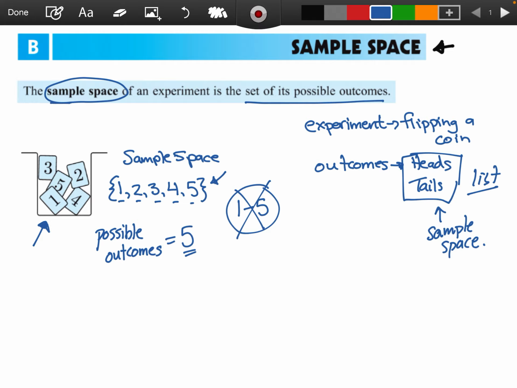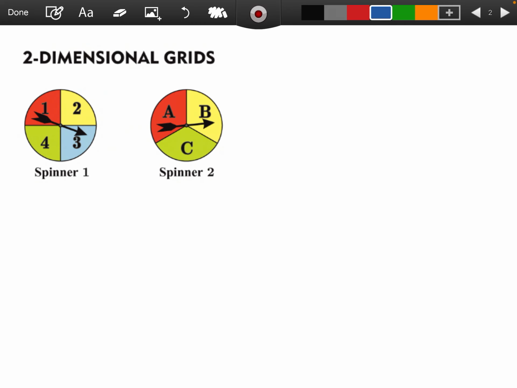So for simple, straightforward experiments, often you can just generate your sample space by logically working through a list. When it comes to experiments that have two things going on, so maybe you are flipping a coin and at the same time you are also rolling a die, there are two components to the experiment. Component 1 is flipping the coin, component 2 is rolling the die.